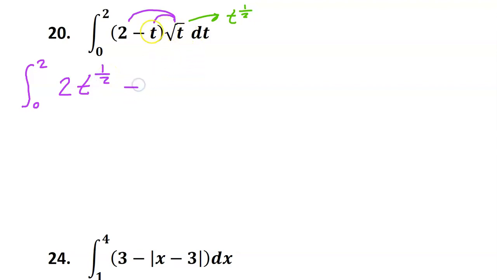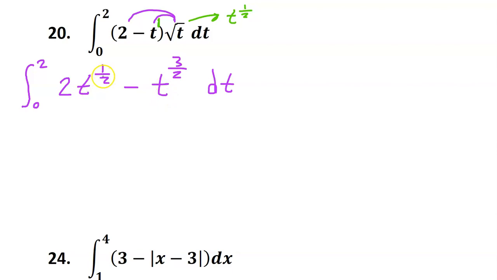And then minus. When you multiply variable expressions, you add the exponents. So this is like having t to the 1 power. So I'm doing 1 plus 1/2, which is 3/2. So right here I'm going to have t to the 3/2 power and then dt. So in this form, we can integrate by doing each term separately.